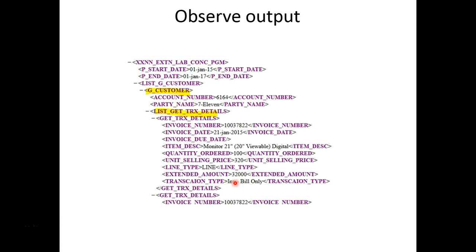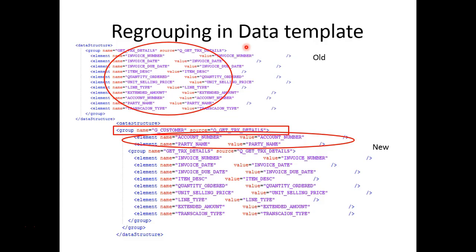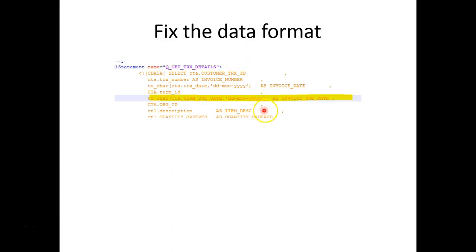Before we do that, I want you guys to try one thing. There is a template with an X at the end. This is going to cause the template to fail. If you upload this file, then run the concurrent program, look at the log and see if you can find what's causing the issue. The issue with that template is, if you observe closely, instead of a comma, I put a semicolon. That would cause the SQL to fail.